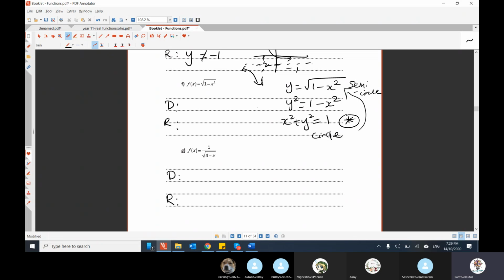If it's a circle, the domain is going to be -1 to 1. But you should be able to see that just from here, because you can't square root negative numbers. They can't be 2 or 3 or 4 because 1 take away 3 is going to give you a negative number. So it's all the numbers between -1 and 1. Your range, you know it's a surd, so y must be greater than or equal to 0.